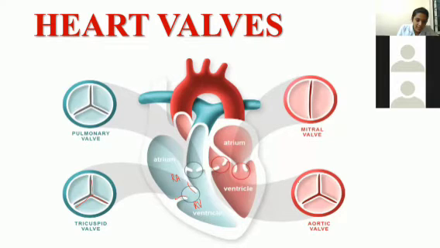Pulmonary valve and aortic valve also have three leaflets or three cusps. Only the mitral valve has two leaflets. That's why it is known as the bicuspid valve.